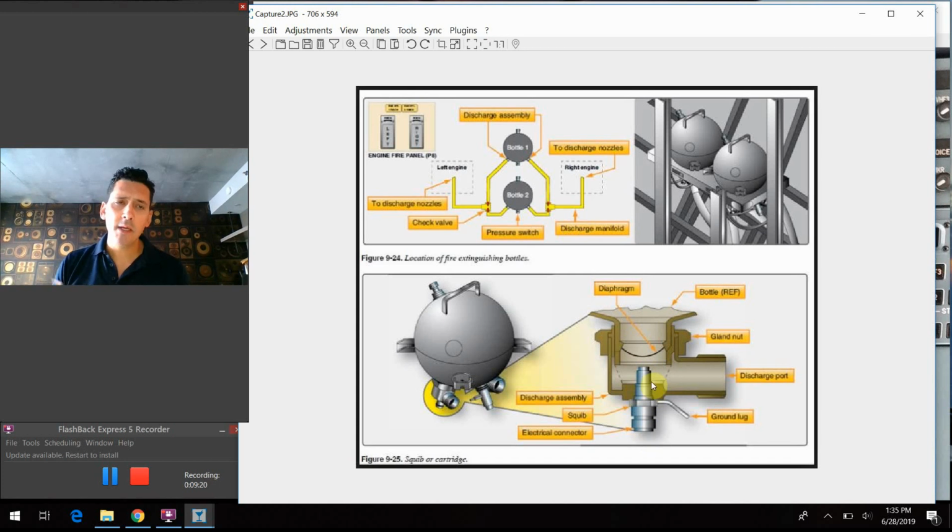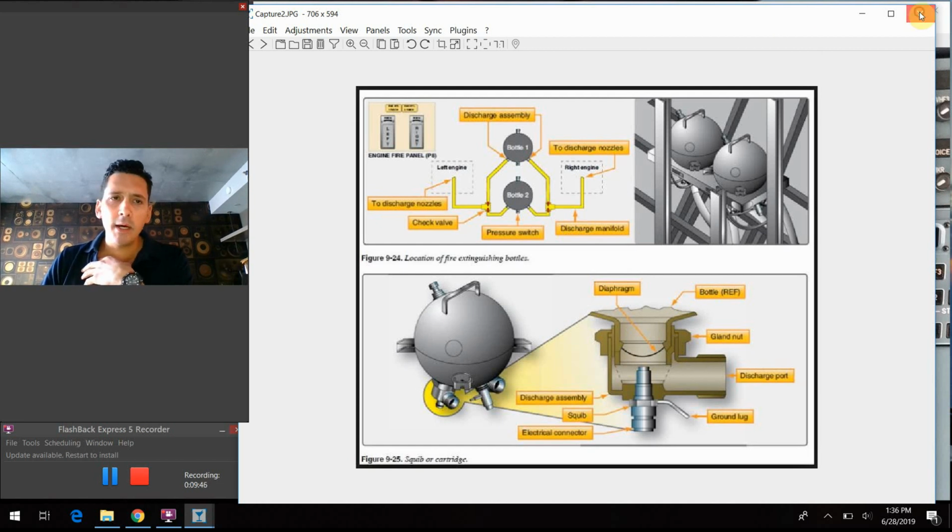It's a small electrical charge, think of a little explosion, that breaks this diaphragm that's holding all of the extinguishing agent back. When that is pierced, the pressure alone shoots it out into where it needs to go. After that happens, you'll see a discharge light. We'll come back and talk about that on the panel, like we said.